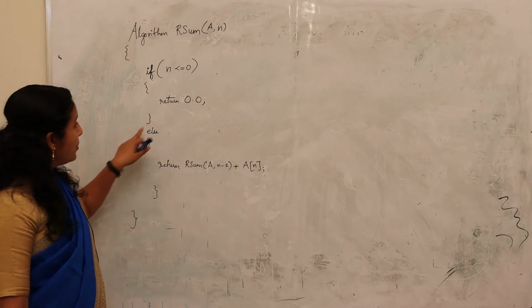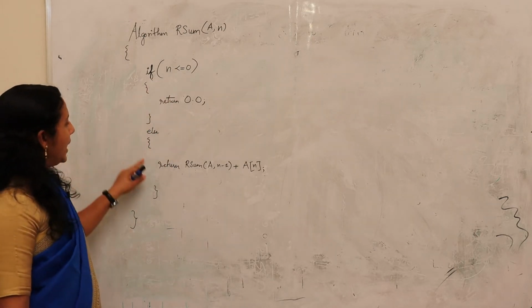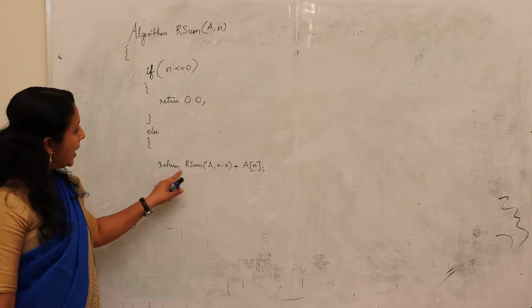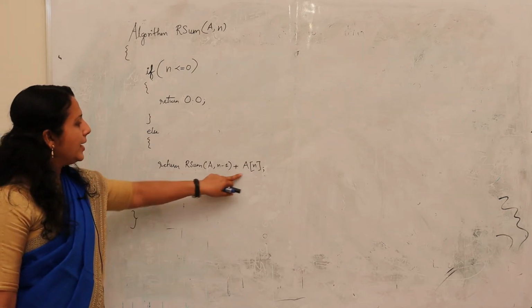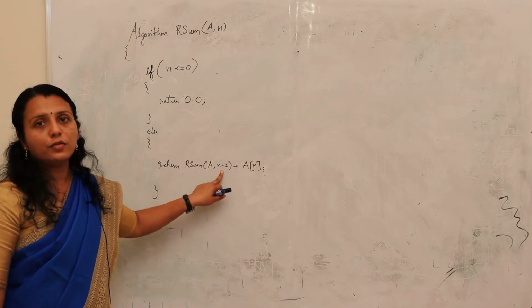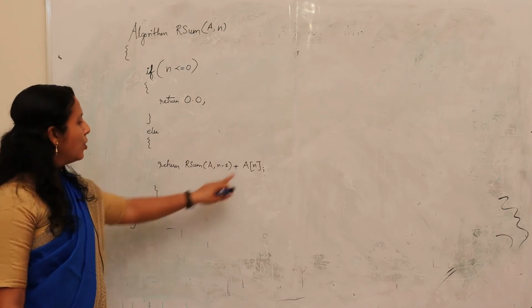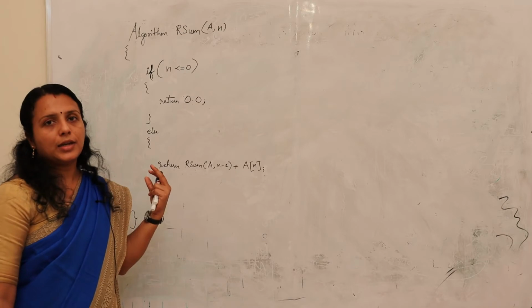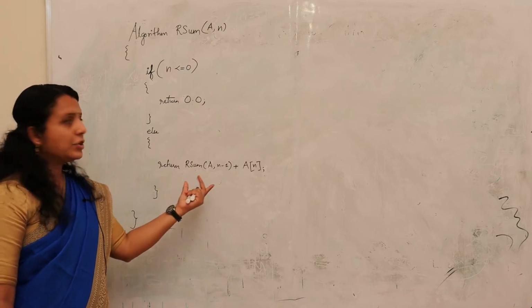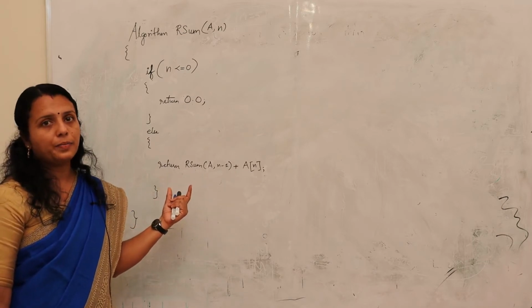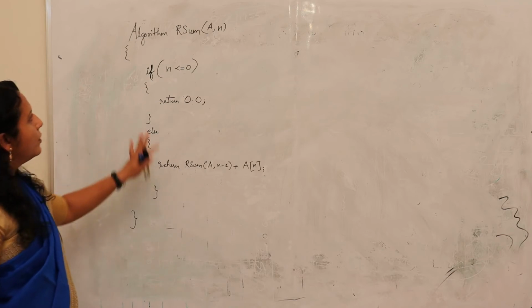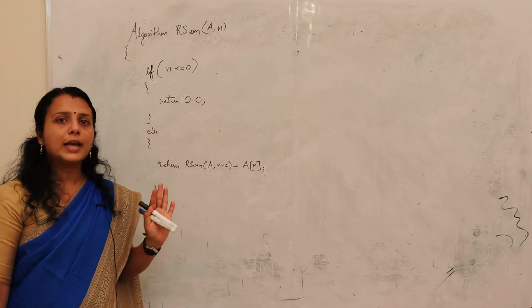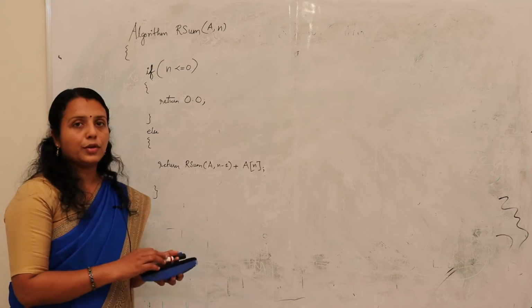And suppose this condition is false, the else block will execute. In the else block the addition is happening and the function invocation is happening, and the whole total answer is returned. So three operations are happening in the else part. Hope you know the meaning of this algorithm. Now let us calculate the time complexity of this algorithm.